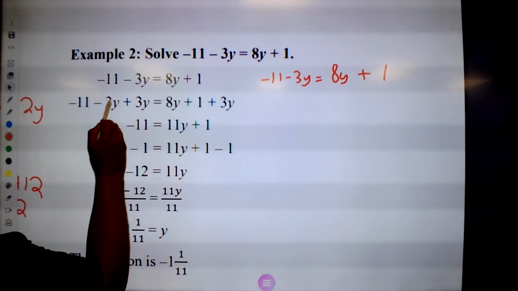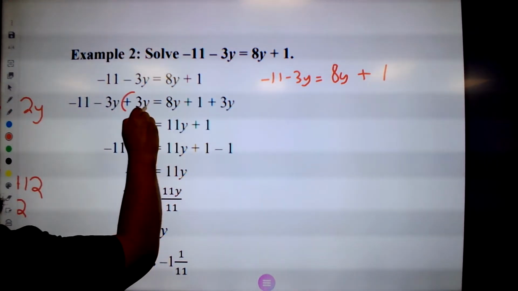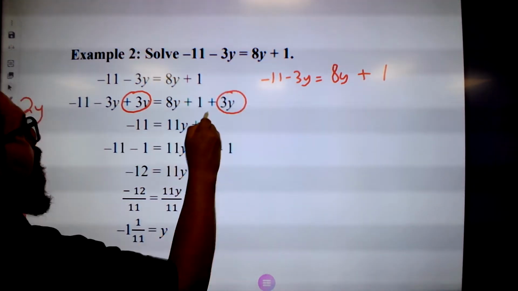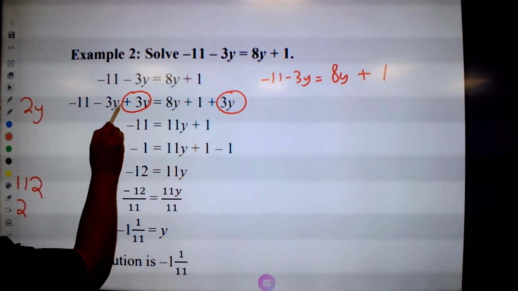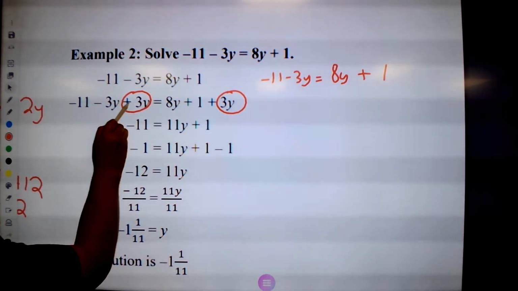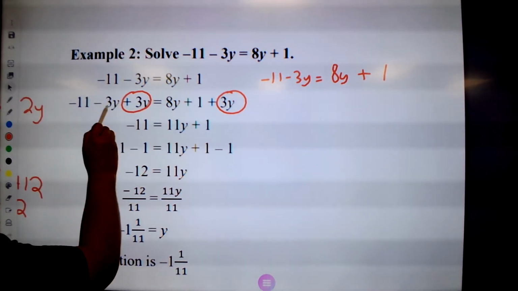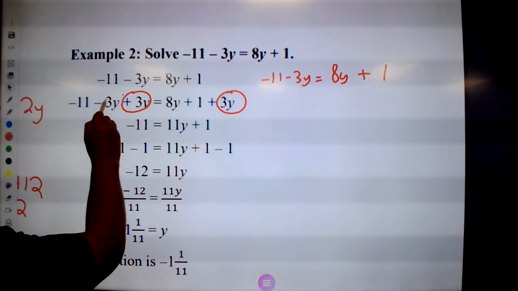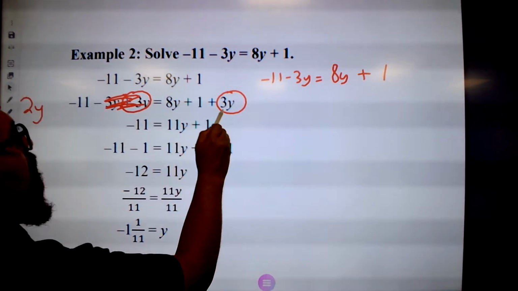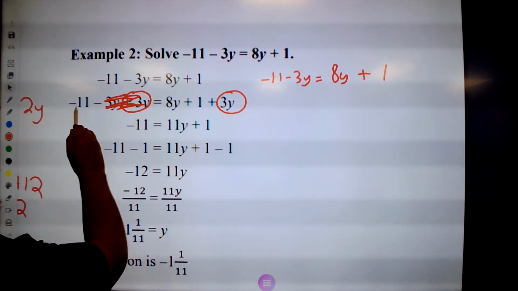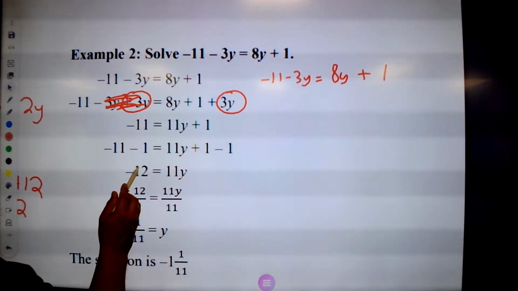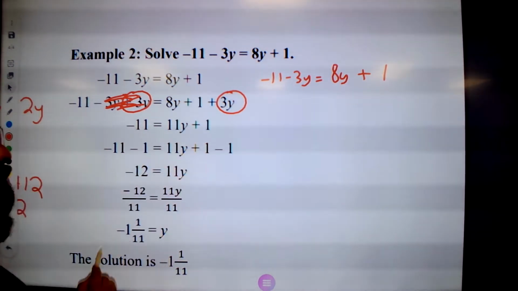So in this one, they went ahead and added 3y to both sides. When they added 3y to both sides, it's because they want to make this 0. You see how this is going to be 0? Negative 3y plus 3y is going to be 0. This is going to be gone. So now when you add 3y here, you're going to get 11y plus 1, and you leave this negative 11 here. So now you have a two-step equation here.